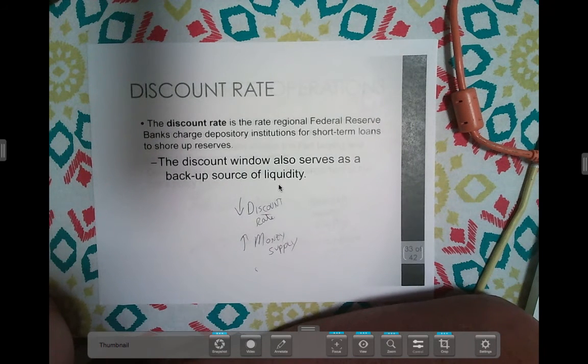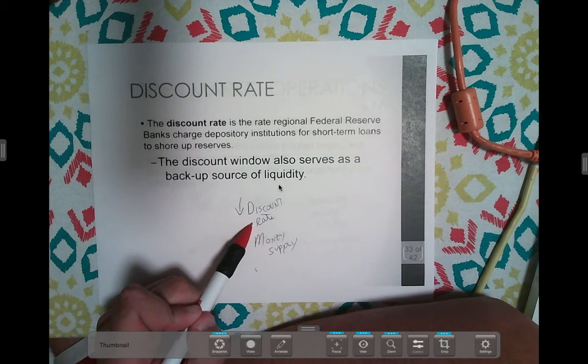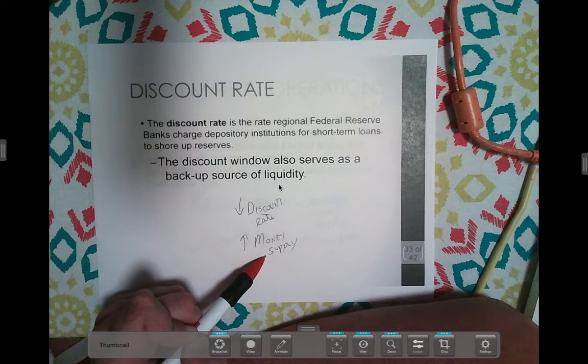As for the discount rate, this would be the interest rate that banks are charged when they borrow from the Federal Reserve. If the Federal Reserve is lending out money, they have to print that cash to lend it out. If they lower the interest rate that they're charging, then more banks would borrow from the Federal Reserve, which would mean that the Federal Reserve would have to print more cash to lend to all these banks that are borrowing from it. That would increase the money supply.